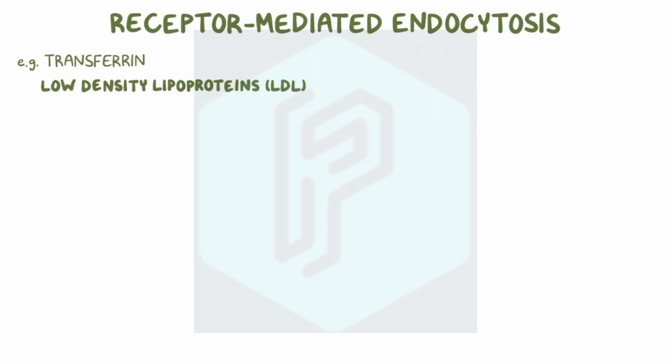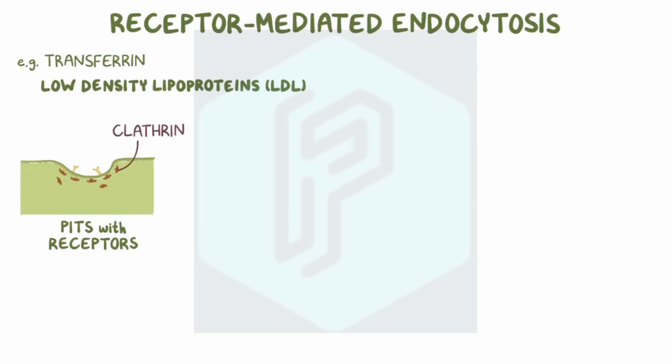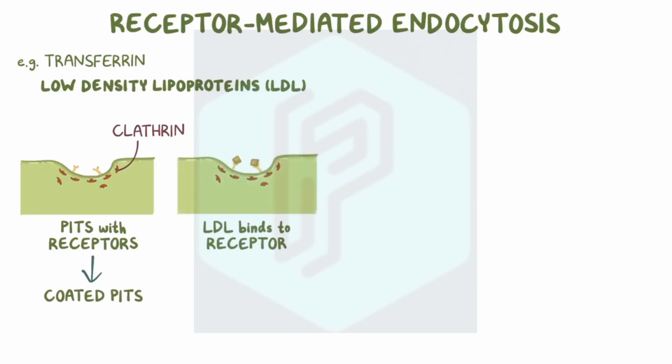Now, on the surface of the cell membrane, there are indented pits that have specific receptors for molecules like LDL. These pits are covered on the intracellular side of the cell membrane by a layer of clathrin proteins, so they're also called coated pits. Now, let's say LDL binds to its receptor in one of these pits.